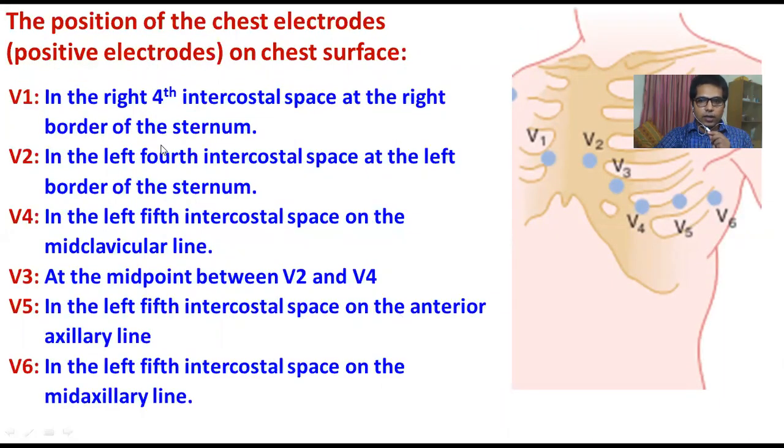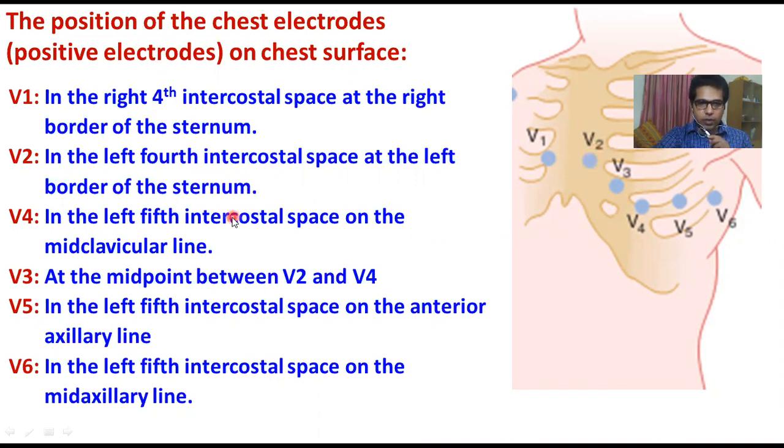Here you can see the position of the different chest electrodes or exploring electrodes. Now V1 is placed in the right fourth intercostal space at the right border of the sternum. So here is the position of V1. Now V2 is placed in the left fourth intercostal space at the left border of the sternum. So this is the position of V2.